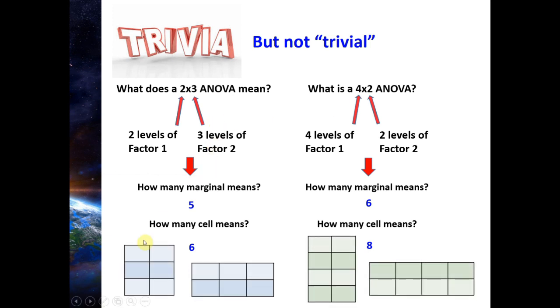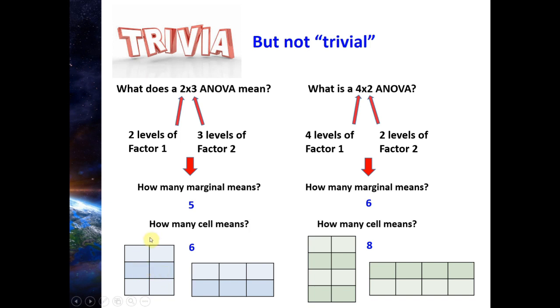All right, so over here, remember we have a 2 by 3. We can either represent it this way or this way, right? This way, 2 columns by 3 rows. Over here, 3 rows by 2 columns. It doesn't matter which layout you choose. It is the exact same ANOVA.